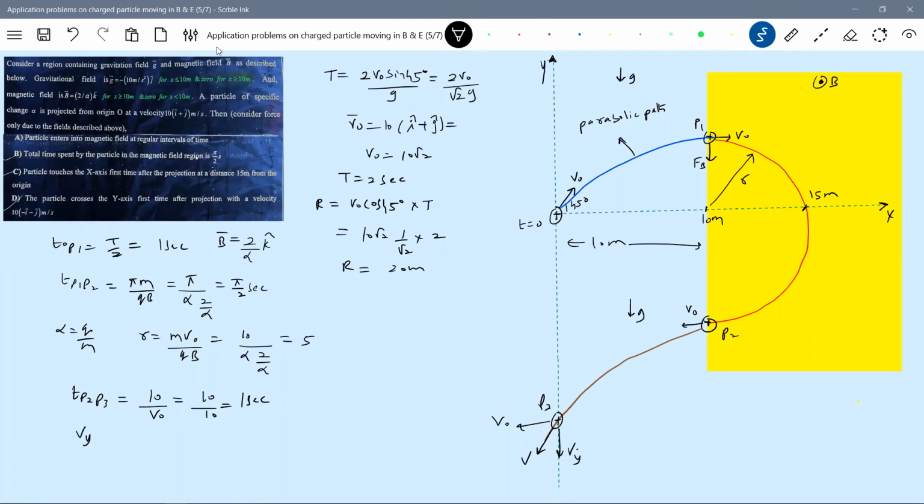Then the y component of velocity Vy should be equal to g T_P2P3. 10 into 1, this will be 10 meters per second. V0 is this one. So what will be the velocity vector? This should be equal to minus 10 i cap.